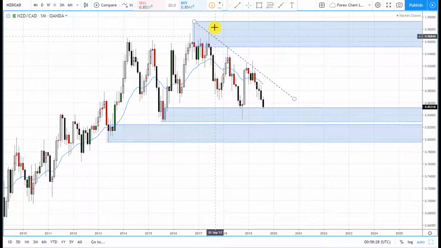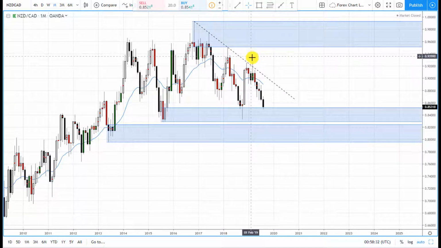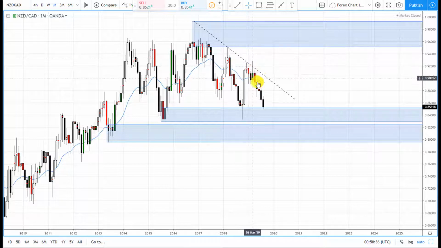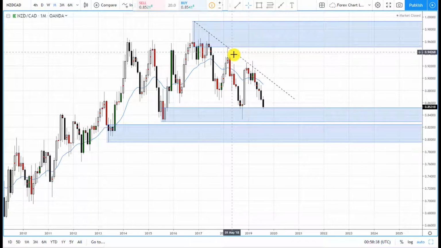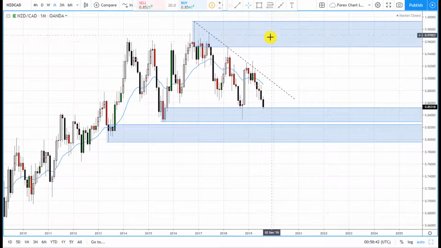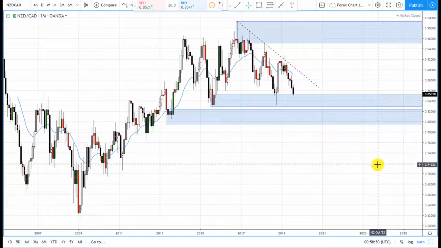So price created this area of supply, tested it once, dropped, and then rallied up, and this trend line down is just preventing it from going any higher. Then it came into this area of demand, tested it once, and is testing it again for the second time. So that's what we have on the monthly.